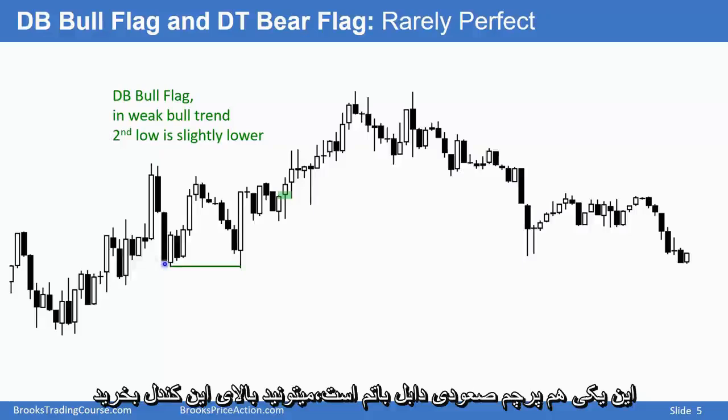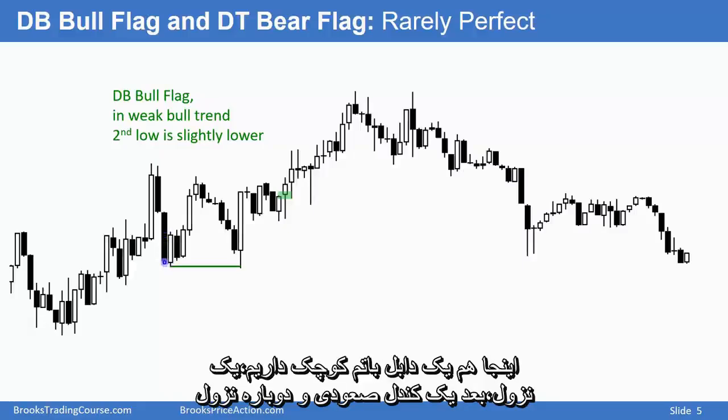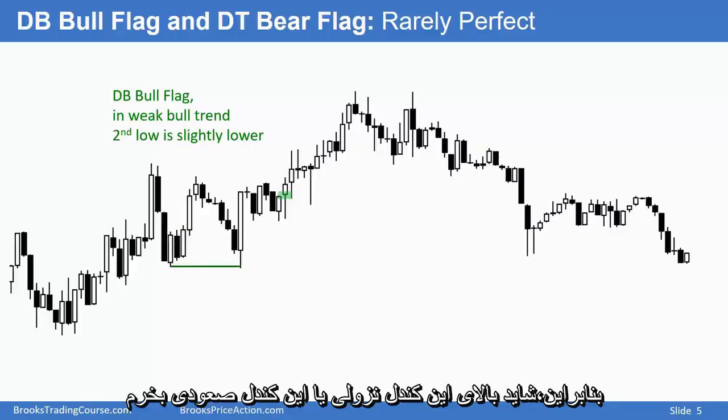This is a double bottom bull flag as well. You could buy above that bar. Two big bear bars, I'd wait for a second entry. Here we have a micro double bottom, down and then a bull bar, so up and then down again. So maybe buy above that bear bar or above this bull bar.